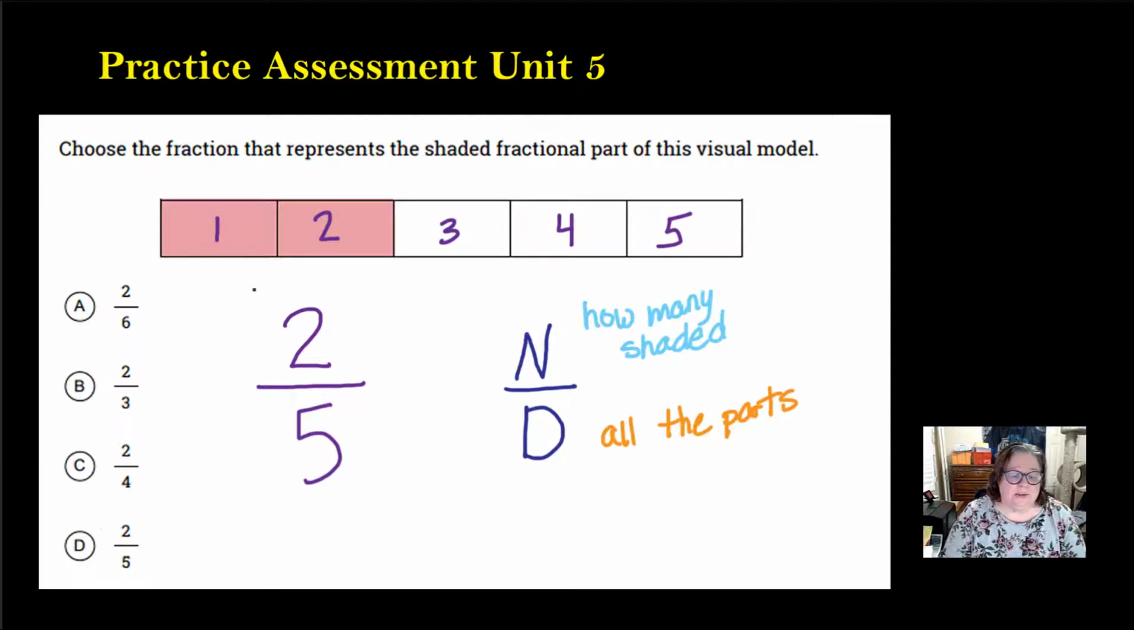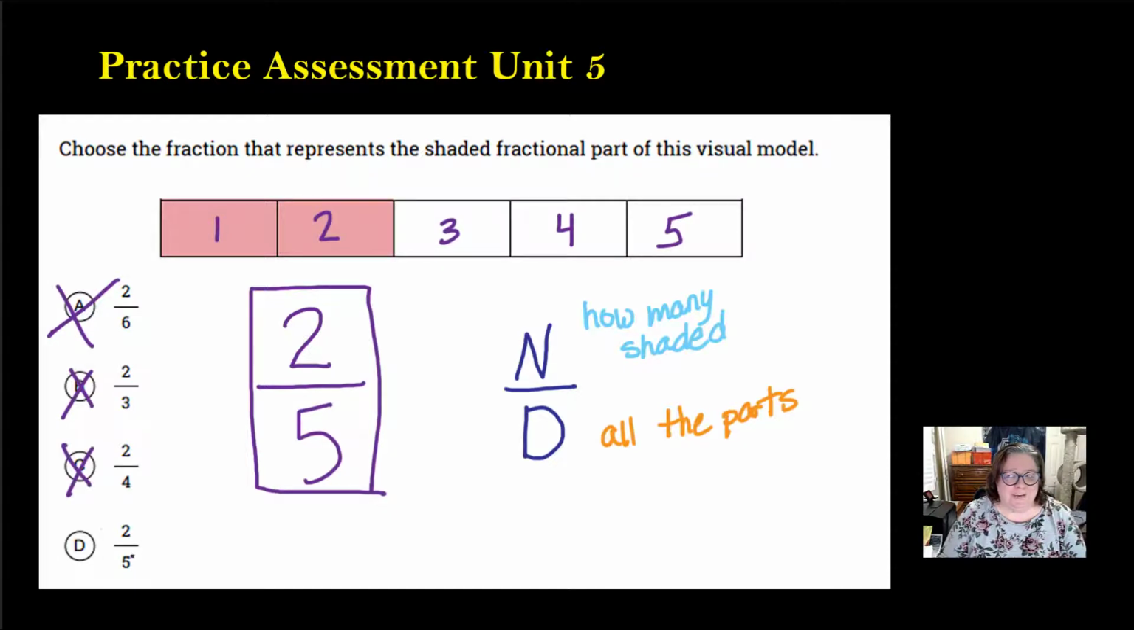Do you see this fraction over here? 2/5? Well, here's 2/6. No. 2/3? 2/4? You've probably already spotted it. Yes, you are correct. 2/5 is correct.